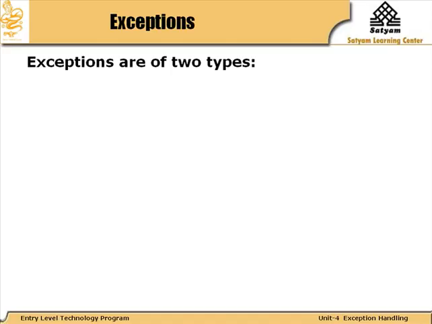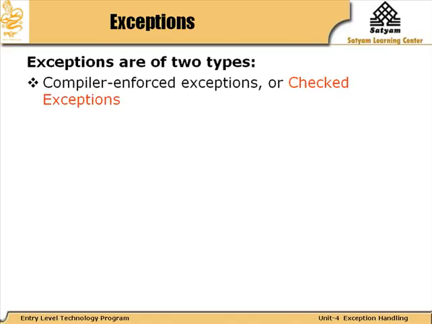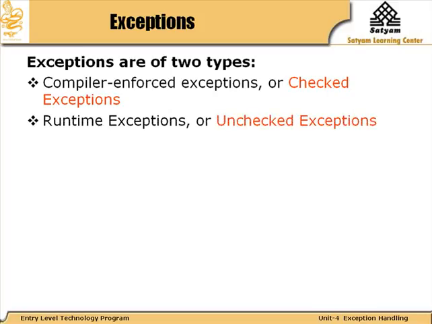Exceptions in Java are of two types: compiler-forced exceptions, or checked exceptions. For this type of exception, the compiler throws a compile time error, notifying the programmer to handle the exception. Runtime exceptions, or unchecked exceptions. The compiler does not throw an error for such type of exception. The JVM knows how to handle such type of exceptions. However, the programmer may choose to handle the unchecked exceptions if he wishes so.